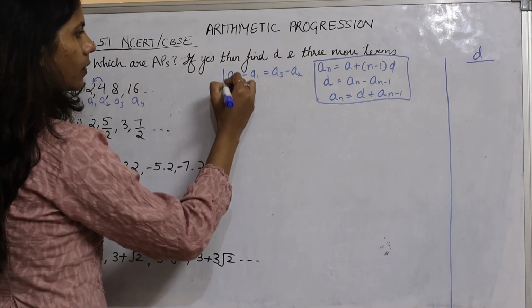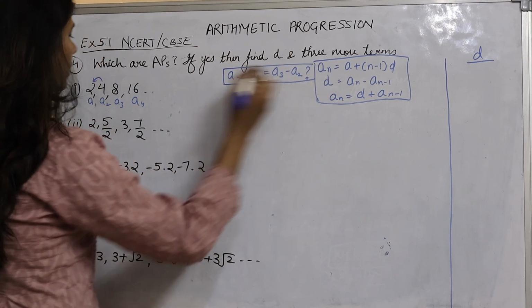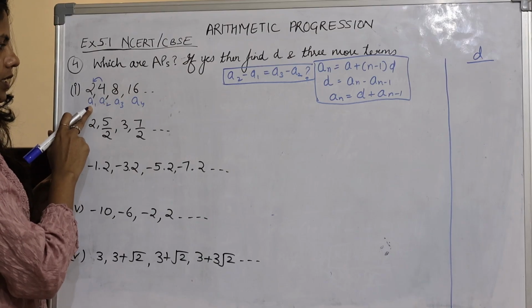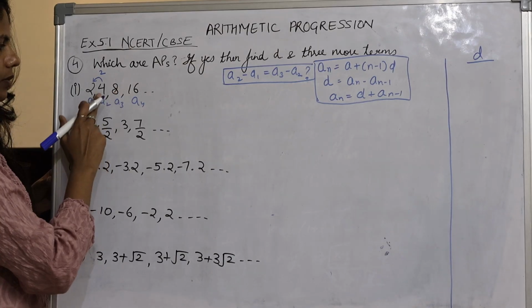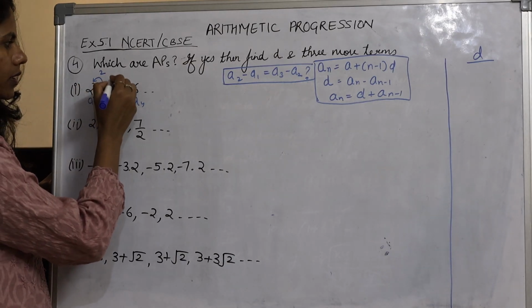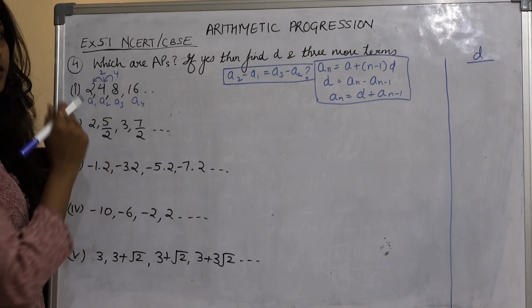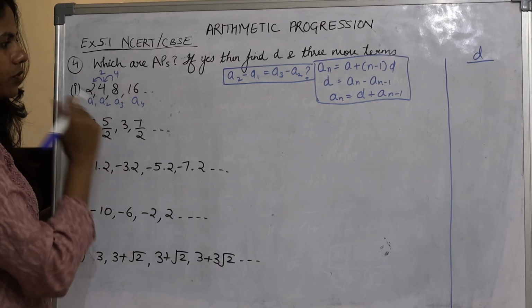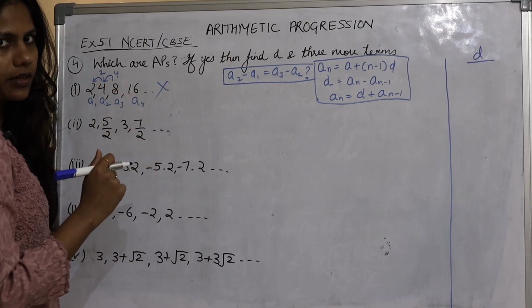Okay. This we have to calculate. So A2 minus A1, 4 minus 2 is 2. A3 minus A2, 8 minus 4 is 4. See, you saw that the difference is different. This is 2, this is 4. So this is not an AP. You don't need to find further the difference.